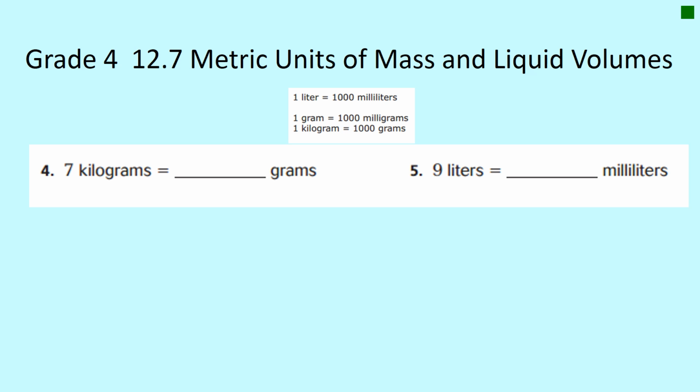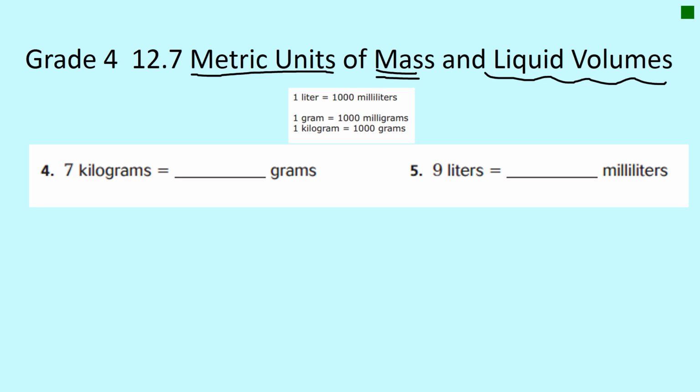Chapter 12, Lesson 7, metric units again. Metric units of mass and liquid volumes. Okay, so mass is kind of like how much something weighs. Mass is technically the pull of gravity toward the center of the earth on an object, but we can just call mass weight for now, so you understand it. Liquid volumes are measuring milk or water or soda or Gatorade or something like that, okay?